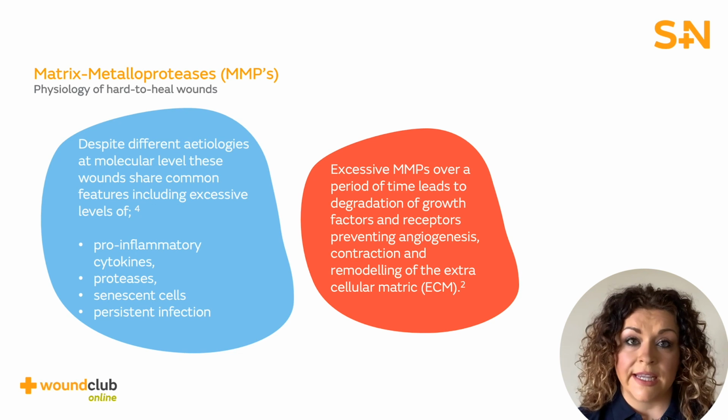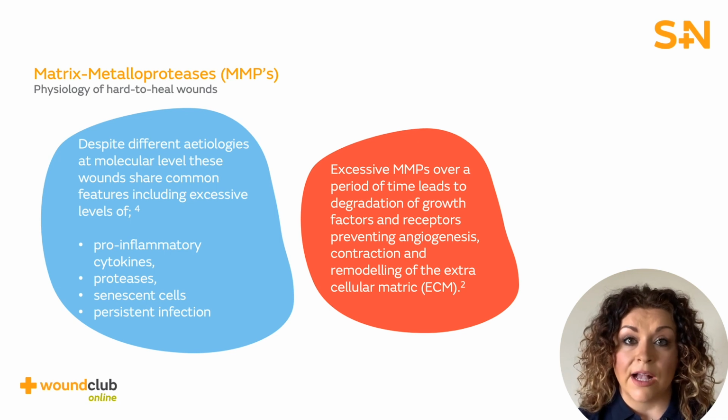In normal wound healing, matrix metalloproteases, or MMPs, are essential, with many different roles in wound healing and tissue repair. As part of the inflammatory phase, they facilitate the removal of damaged extracellular matrix and bacteria. Due to the nature of a non-healing wound being stuck in the inflammatory phase of healing, this results in excess levels of these proteases.